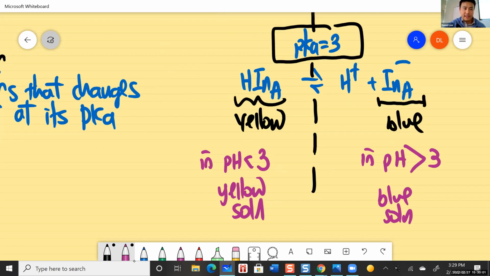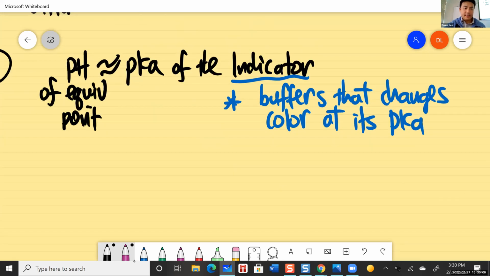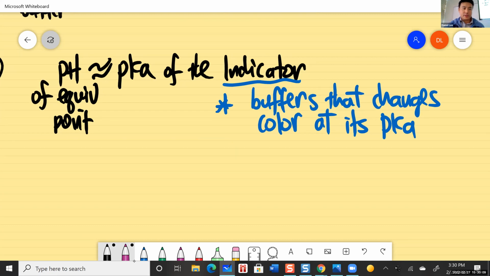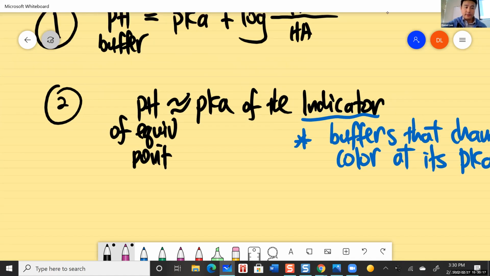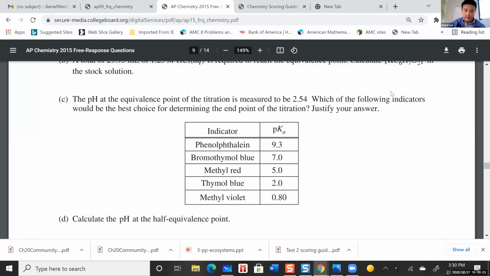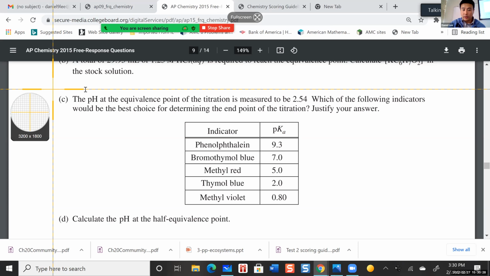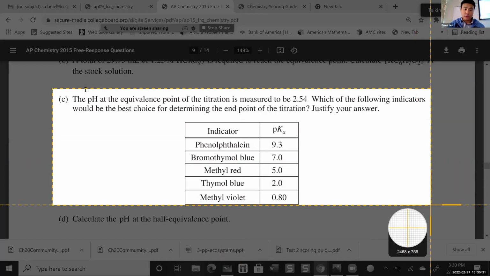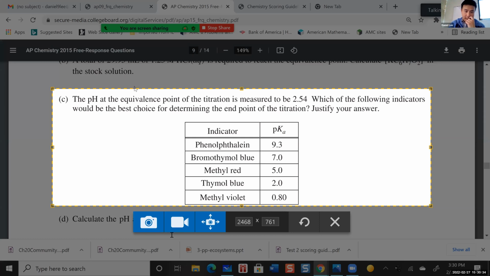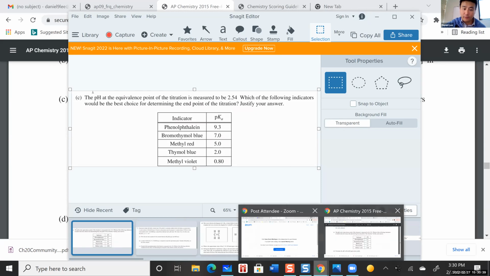So once again, the pKa of the indicator is where it changes color. And you want to use the indicator so that the pH at the equivalence point is as close as possible to the pKa. So all you have to do now is look at the choices. Okay, part C. The pH at the equivalence point we're told is 2.54. So which indicator will change color for your titration? You have to pick one that is as close to 2.54 as possible.